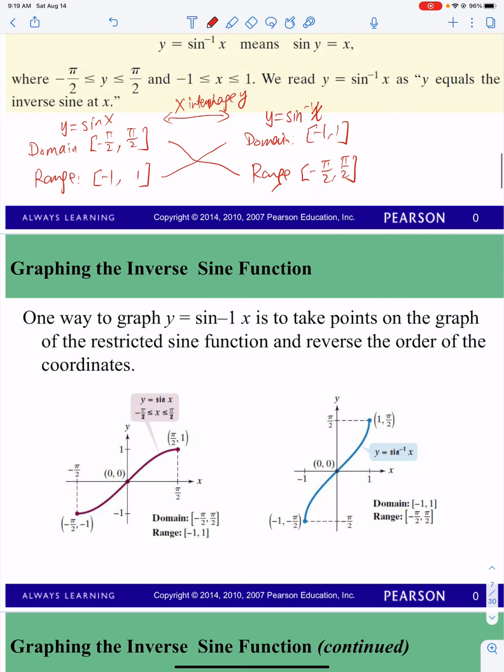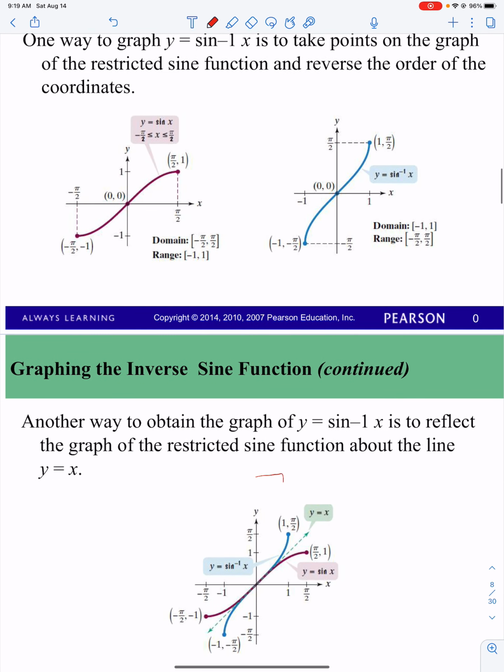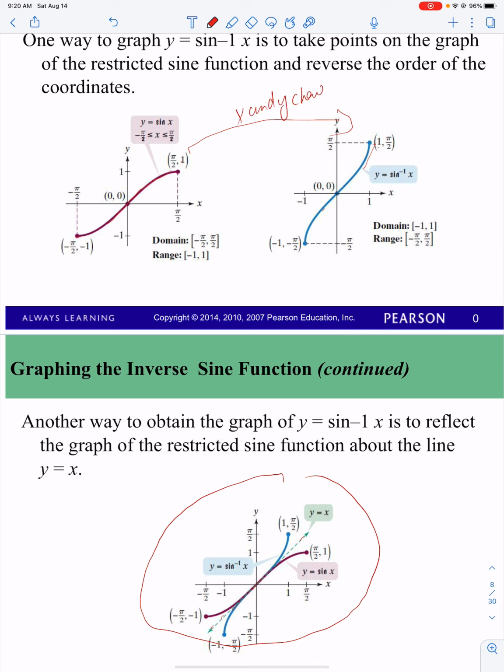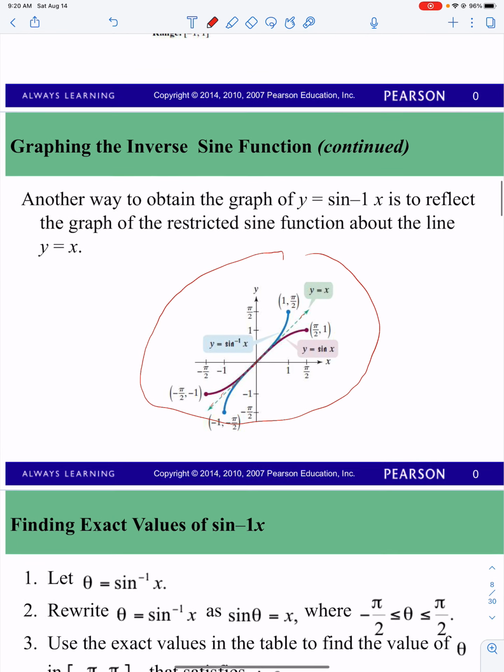So graph the sine inverse function. How could we graph it? We can look at this picture. It's always symmetric to y equals x. So we only choose this small part of sine x, and you can make the graph, which is in blue. The easiest thing is you change the x, y coordinates. You used to have (pi over 2, 1), now x and y change, it's (1, pi over 2). So you can easily draw the graph.